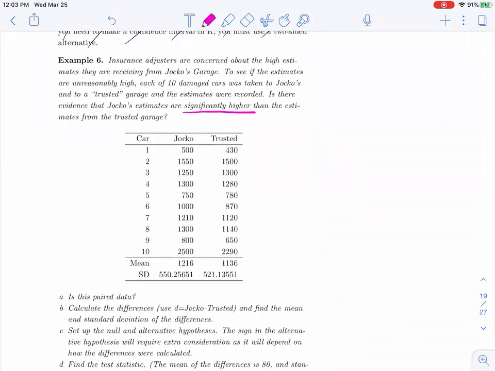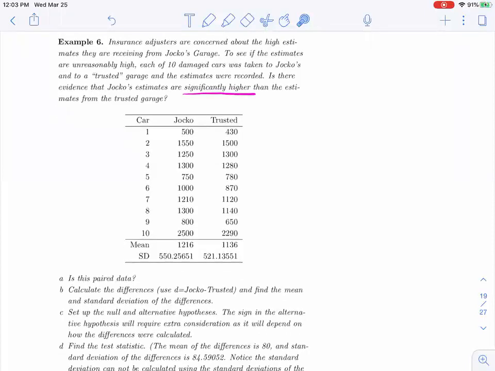So we want to know if Jocko's estimates are significantly higher than the estimates from the trusted garage. If we have a look at the actual data, car number 1 doesn't seem to have that much damage. Jocko's estimating that it's going to take 500 to fix it. The trusted garage is estimating 430. Jocko's estimate is higher than 430, but what we want to know is if it's consistently higher for all of these cars. And we're finding some estimates where Jocko's estimate is actually lower than the trusted garage, kind of working against that.